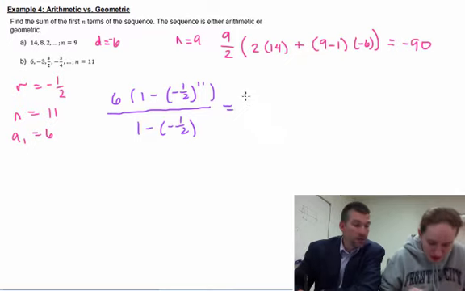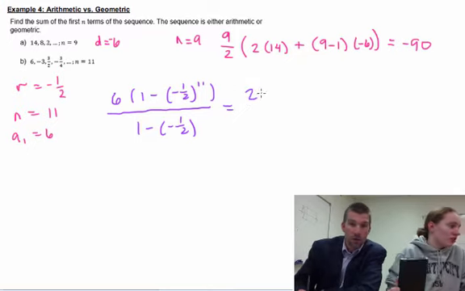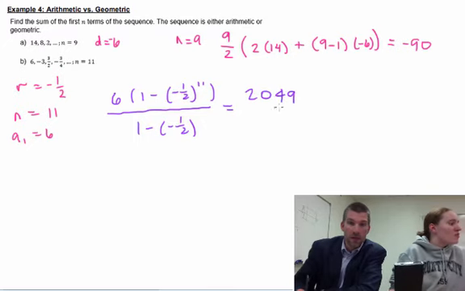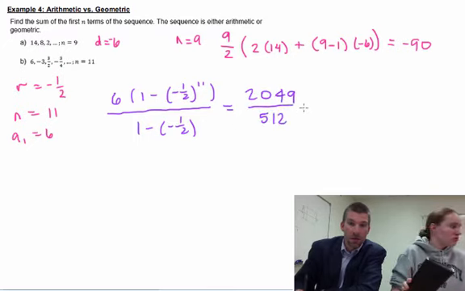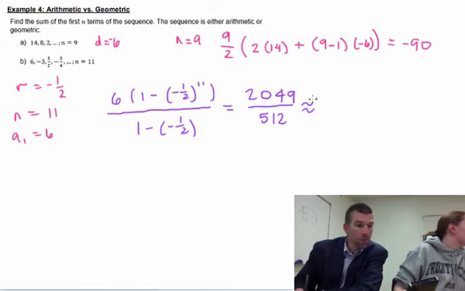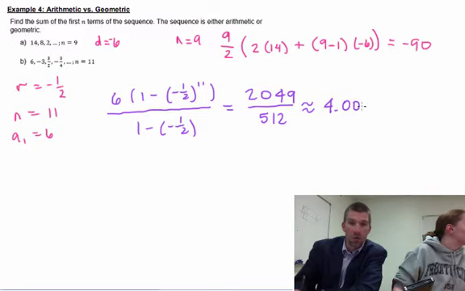What do you get when you punch it in? 2049 over 512. Can you decimal that out real quick? That's really close to 4. So 4.00 and so on.